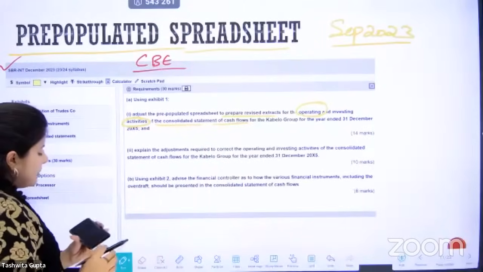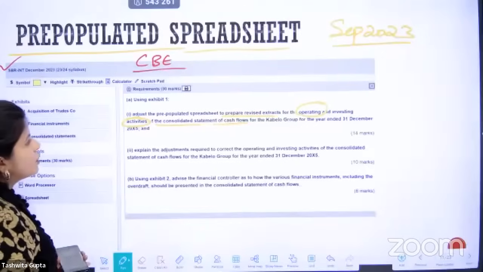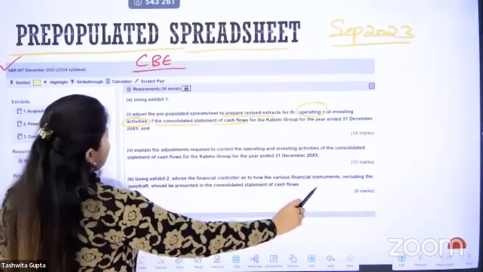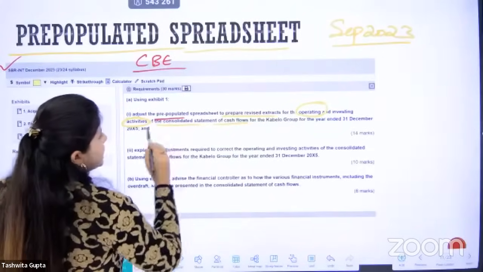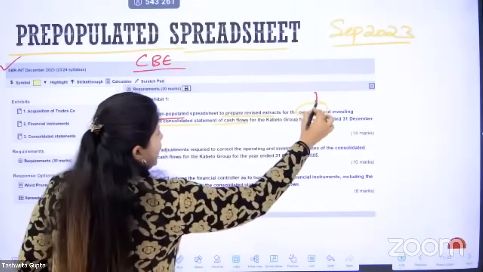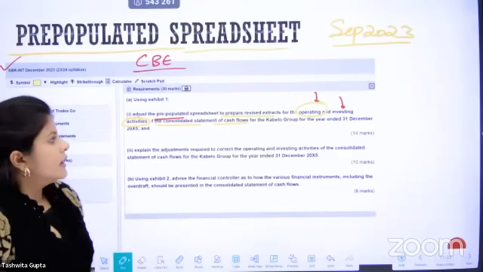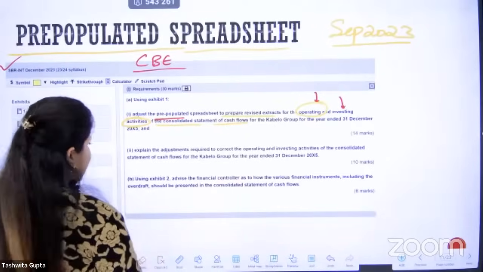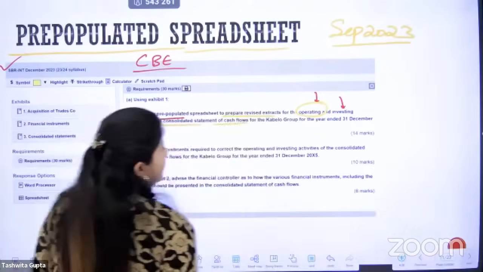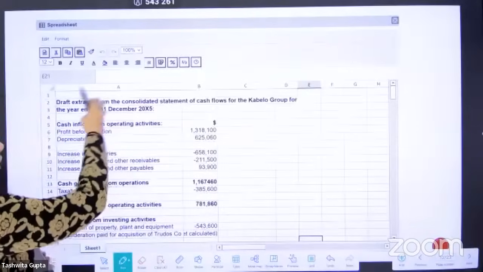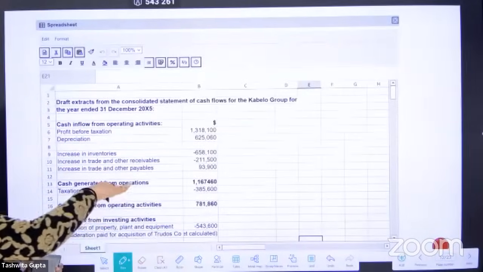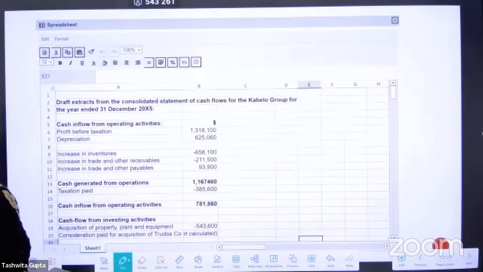So what are they asking me? They are asking me to prepare revised extracts using the pre-populated spreadsheet for the operating and investing activity only. So they've already given me this in my exhibit, in my response option. We will be solving this question tomorrow. I'm just showing you the extract. I'm not solving the question.